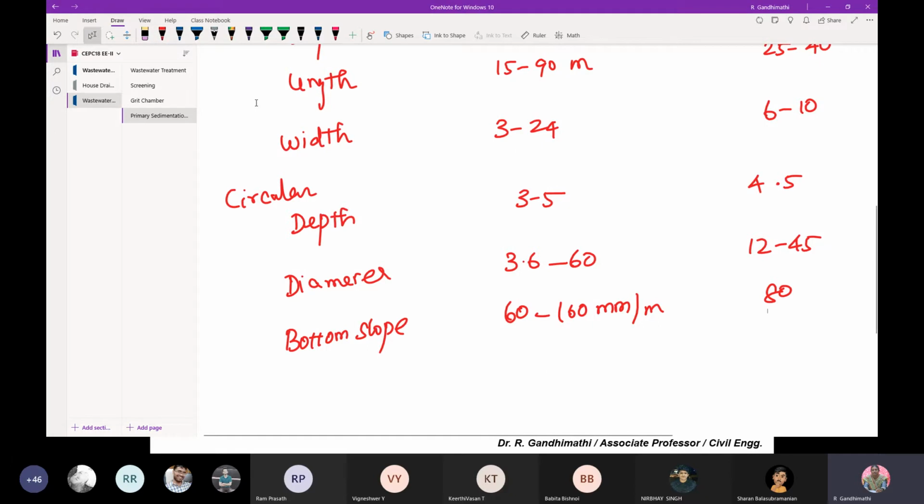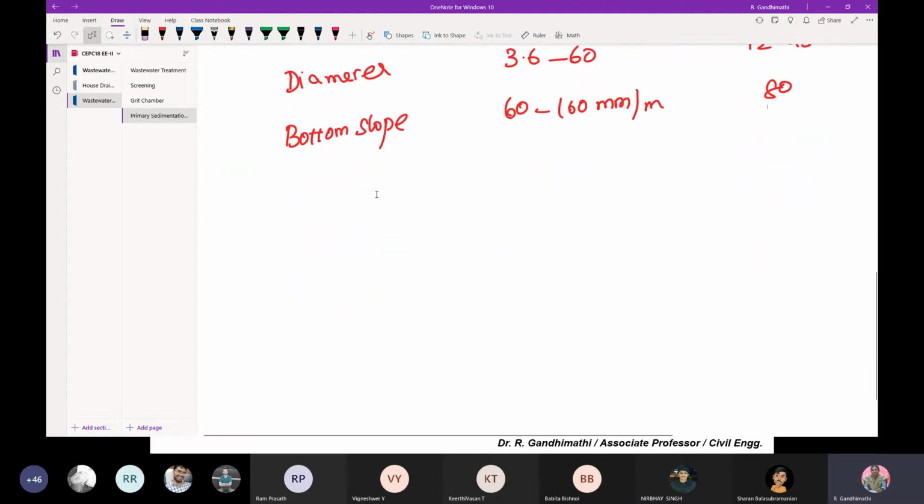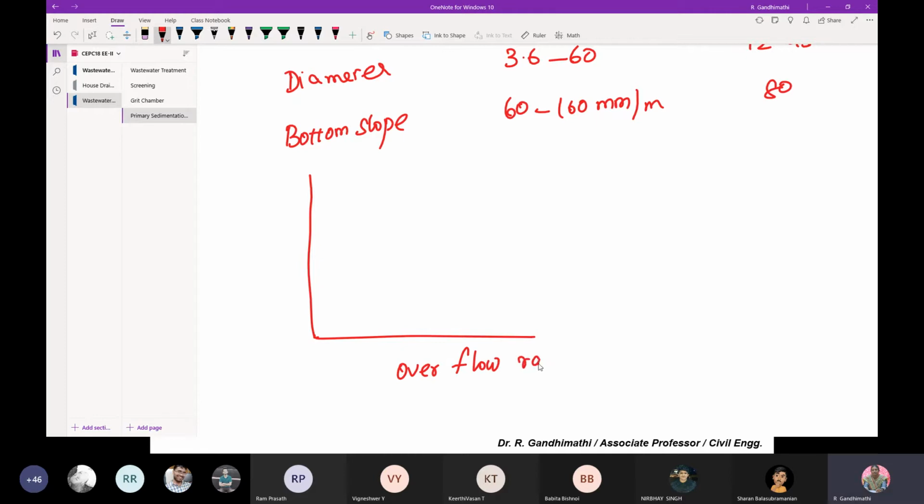In this problem, they have given the average flow rate that you have to design the sedimentation tank for. Sometimes, in addition to the flow rate, they give how much suspended solids removal or BOD removal is needed. There is a chart that I can share with you through MS Teams. The x-axis is the overflow rate, expressed as meter cube per meter square per day. Then the y-axis is the percentage removal.